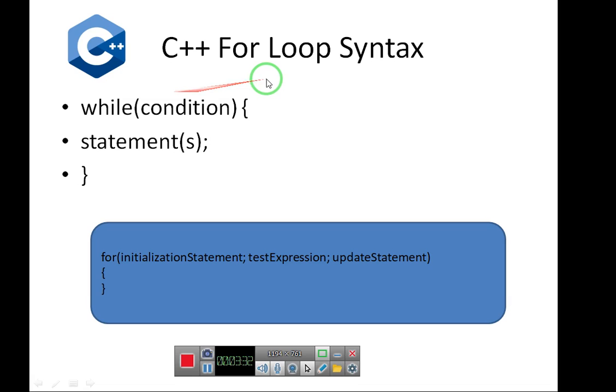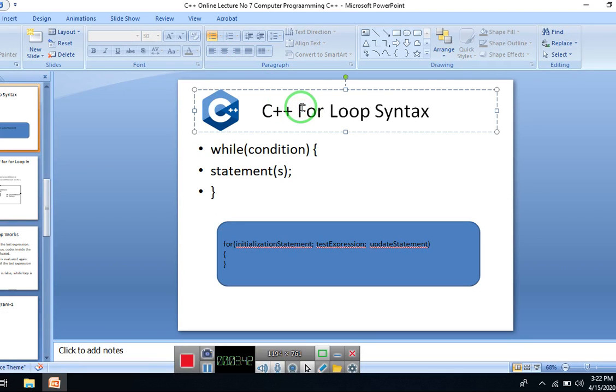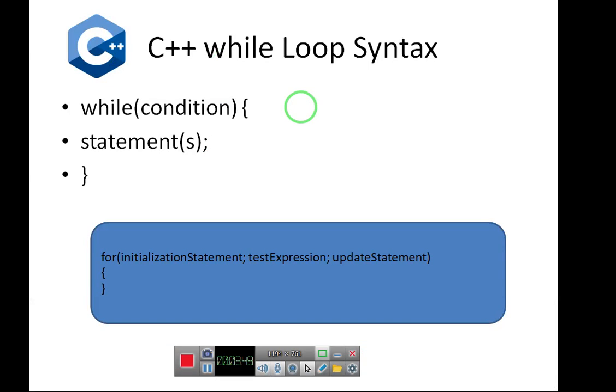So as you see, the syntax is different from the for loop syntax. C++ while loop syntax. First of all, we will write the while keyword, and then inside the while we have a condition, and then in the body of the while loop we have a statement.